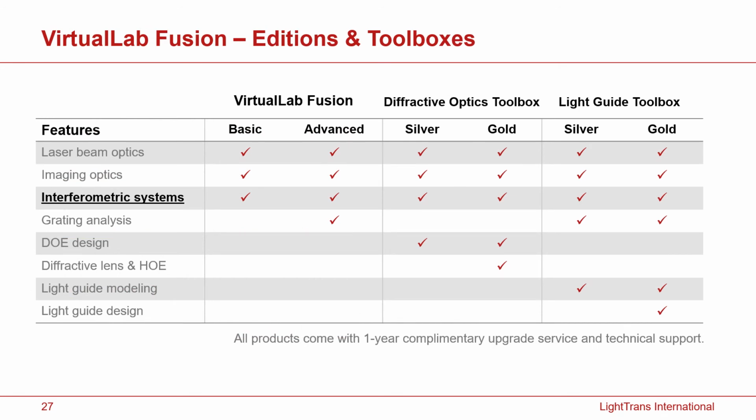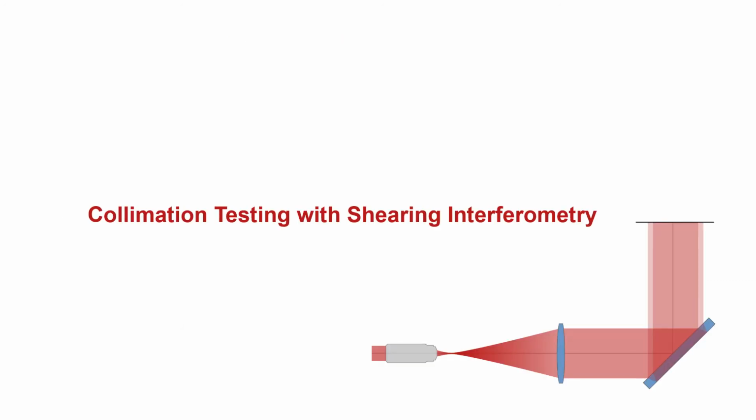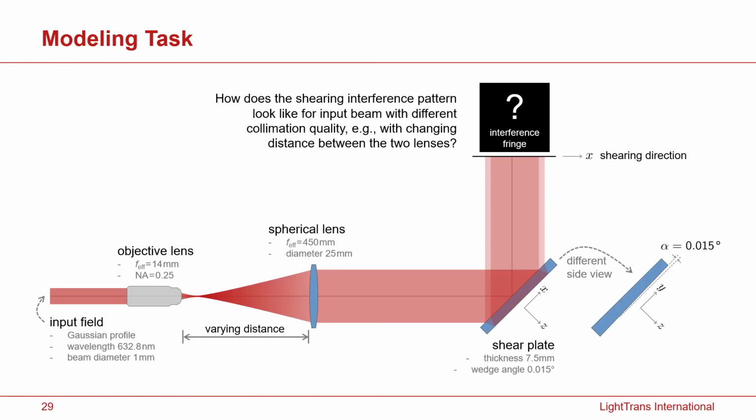Next example I selected here is for interferometric systems. And I'd like to show how you can build up such a system in VirtualLab as well. The example we use here is a collimation testing with shearing interferometry. So in this system, we first used an objective lens together with a spherical lens to make a beam expansion and collimation system.